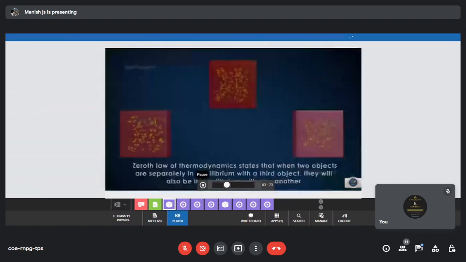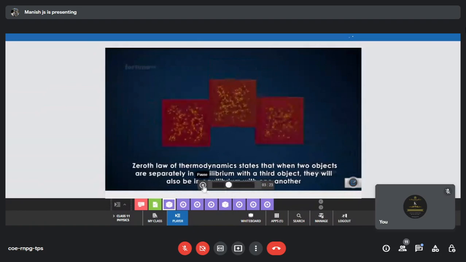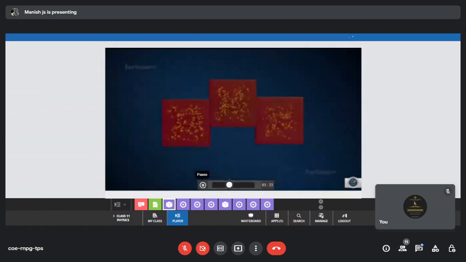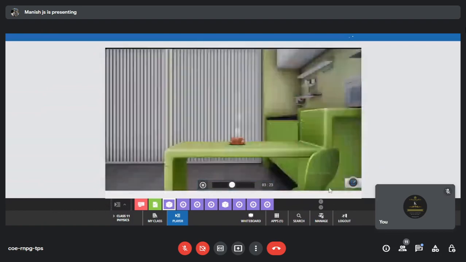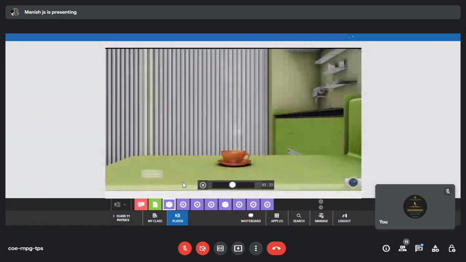The Zeroth Law of Thermodynamics states that when two objects are separately in equilibrium with a third object, they will also be in equilibrium with one another. This will be a state of thermal equilibrium. While reaching this state, heat, flowing as energy, is transferred between the objects. Grab a mug of coffee, which is at a temperature of 80 degrees Celsius or 176 degrees Fahrenheit.